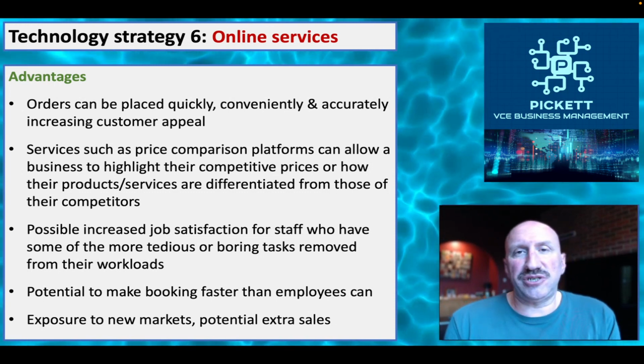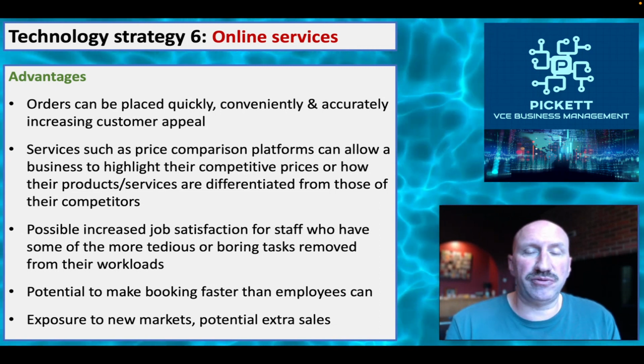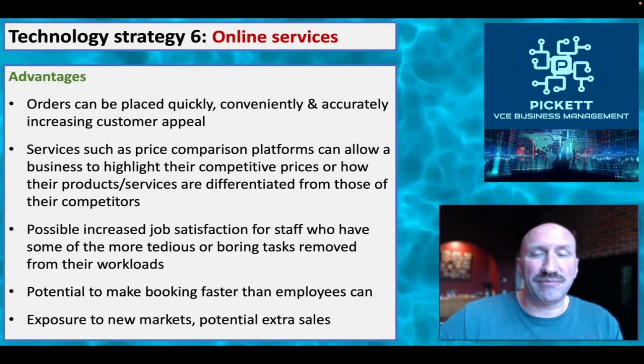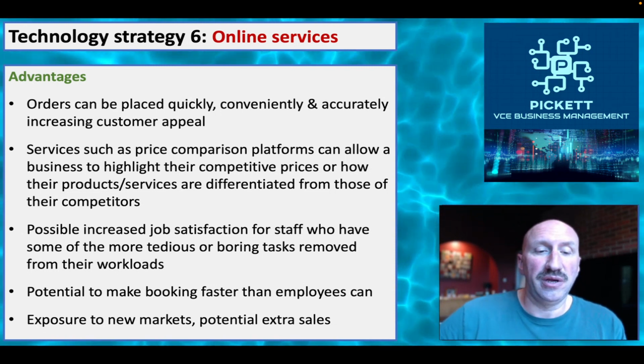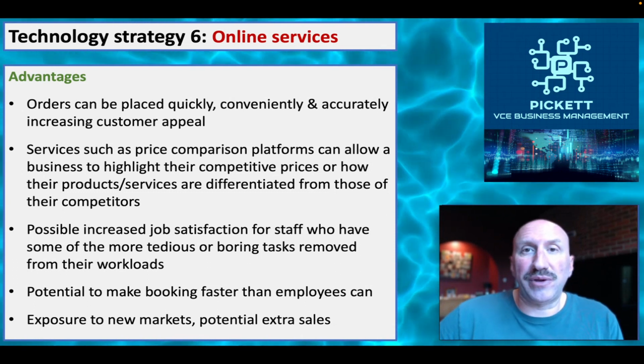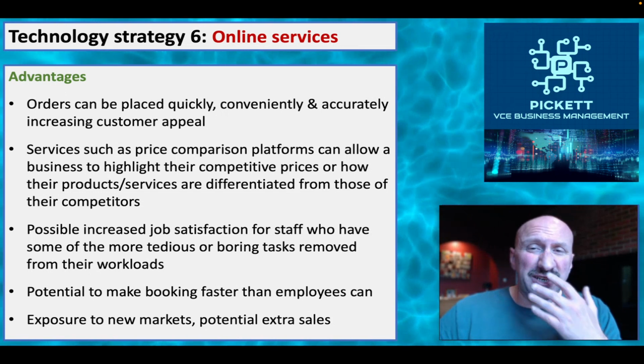Possible increased job satisfaction for staff who've had some of the more tedious and boring tasks removed from their workloads, because now the websites are doing that, they're taking the orders, and so on and so forth. Potential to make more bookings and faster bookings than employees are able to do. And exposure to new markets, potential extra sales.